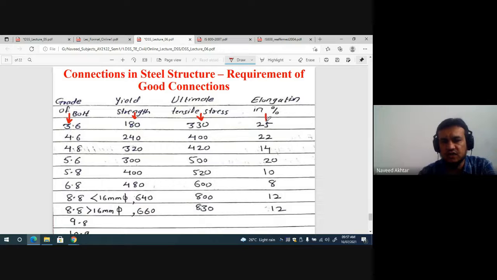Now, how to find out the yield strength and ultimate strength of the bolt based on the grade? We will discuss that tomorrow.